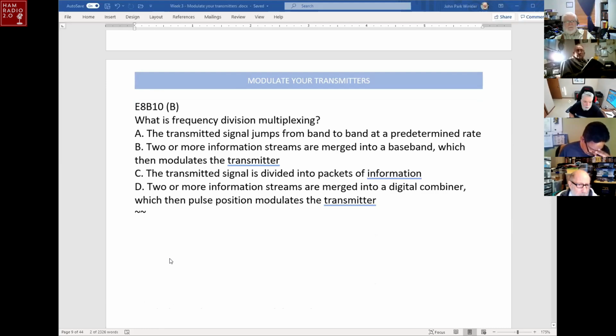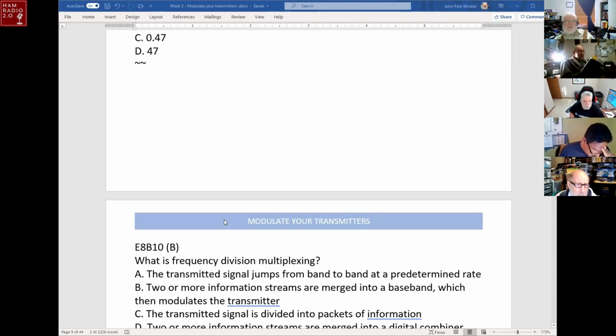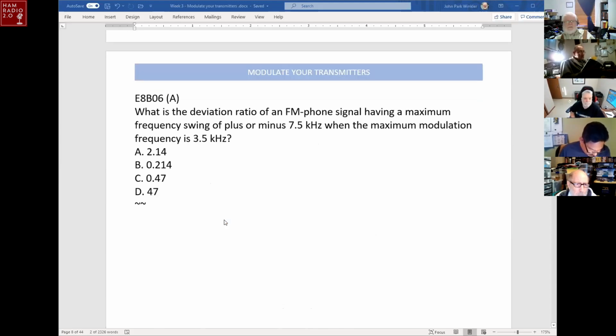Can we go back to B06, please? Can we go over the math on this one so I can get up to speed? In your calculator, you put in the 7.5 and you divide it by the 3.5 and it comes out to 2.14, which means A is the answer.